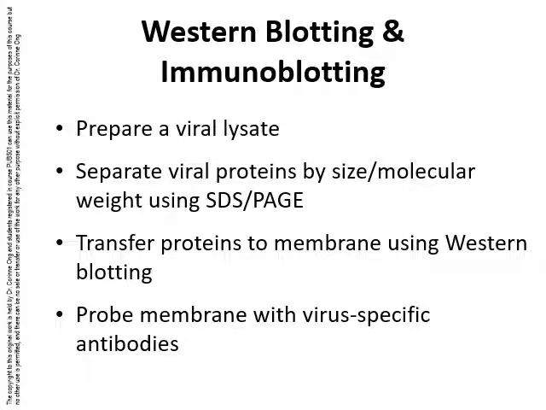Since it's not possible to perform antigen-antibody reactions in polyacrylamide gels, proteins need to be transferred to membranes, which gives them better stability and allows them to be immobilized onto a thin sheet of membrane. This process of transferring proteins from gels to membranes is called Western blotting.